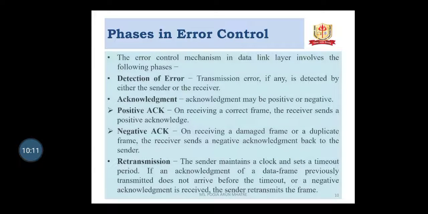The phases in error control. The error control mechanism in the data link layer involves the following phases. Detection of error: first, we detect the transmission error, which is detected by either the sender or the receiver. Next is acknowledgement, which may be positive or negative. Positive acknowledgement: on receiving a correct frame, the receiver sends a positive acknowledgement. On receiving a damaged frame or a duplicate frame, the receiver sends a negative acknowledgement back to the sender. And the third one is retransmission.